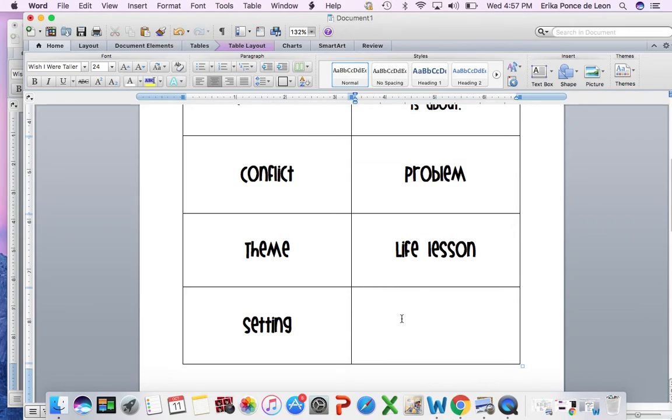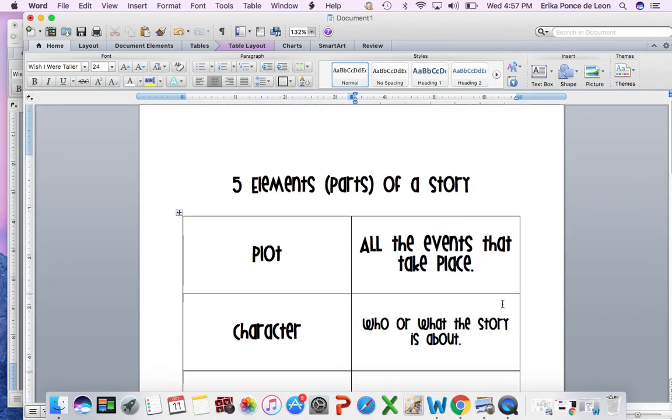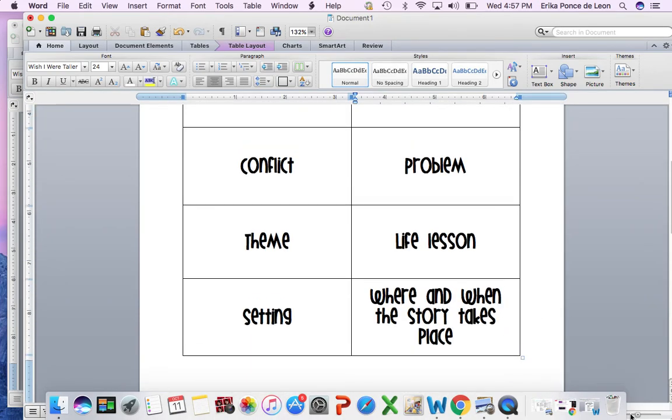Now, the last element of a fiction story is setting. Setting is where and when the story takes place. So let's talk about Wonder again. The setting of the story is where? New York. When? Augie's 5th grade year. That is the setting.